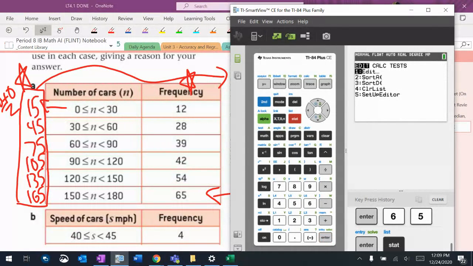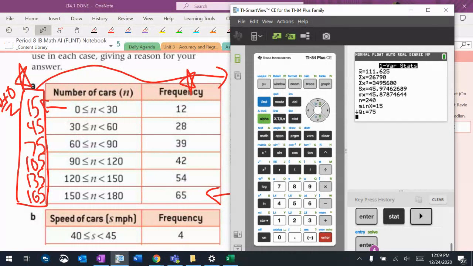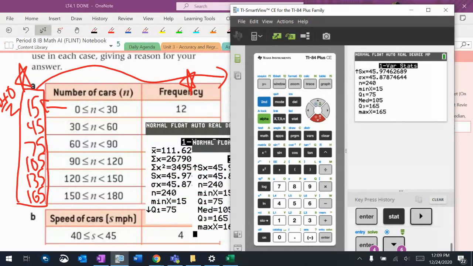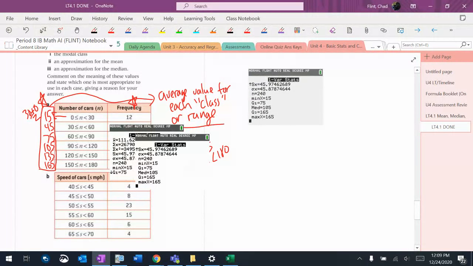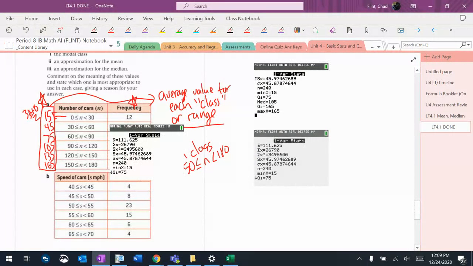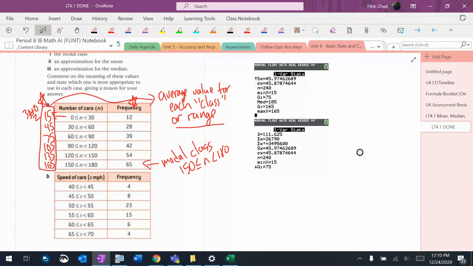So I hit stat, one variable stat in the calculate menu. I have a frequency listed in, so I'm going to put that in there, and then it gives me this stuff. All right, now again, I'm going to drag these and drop them. Okay, so there's my screens. I can drag them out of the way. There. Okay, now I'm estimating what the mean is. All right, so the mean is x bar, which is 112, because of three significant figures. The median estimate is 105.